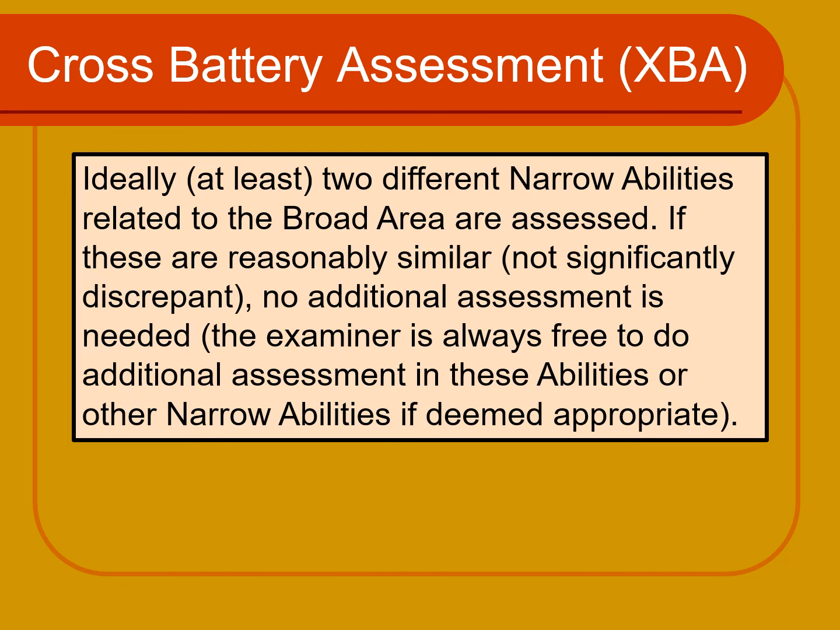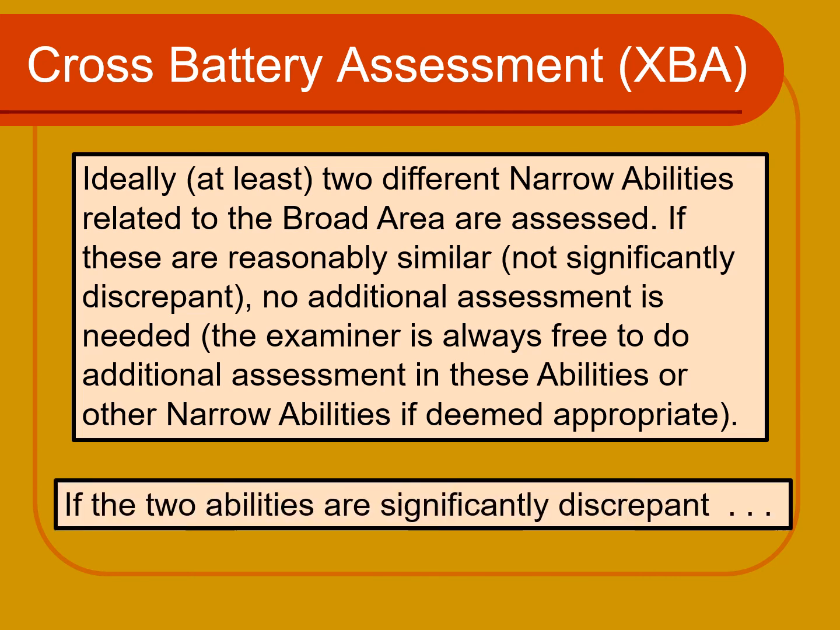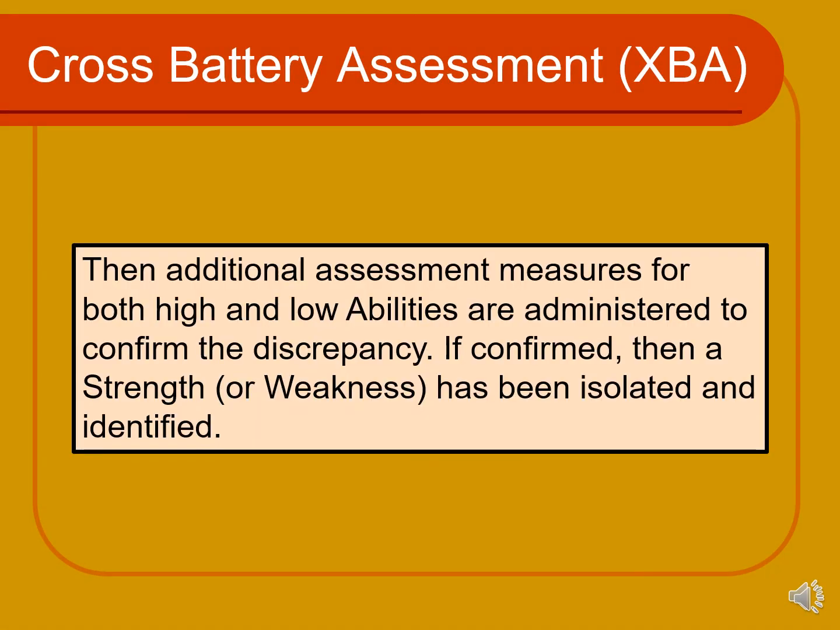Now, with an assessment, we prefer to look at at least 2 different narrow abilities related to the broad area that's being assessed, and we hope that they're reasonably similar. That is, they're not statistically discrepant. If these narrow abilities are different, we have to go back and do additional assessment. We want to find out if we have gotten a genuine strength or weakness as opposed to someone just having a good day or a bad day on a subtest.